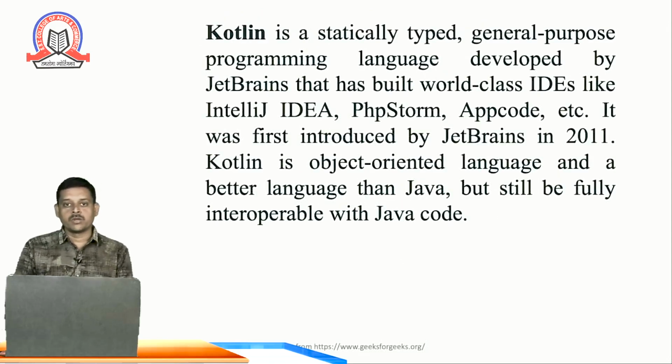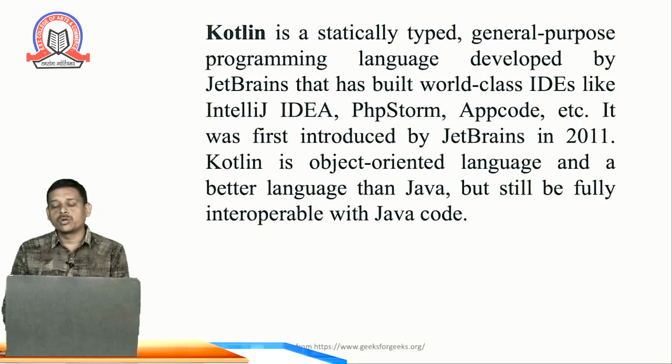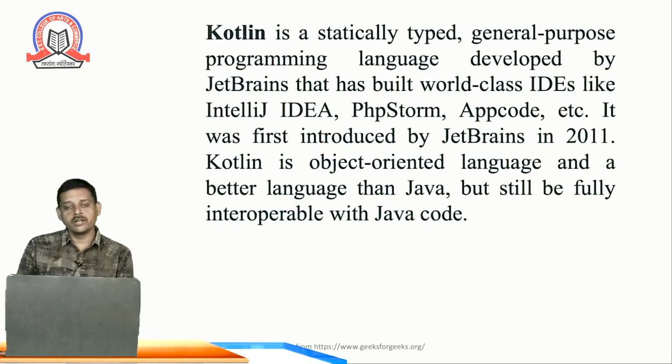So friends, before starting we have to know what is meant by Kotlin. Kotlin is nothing but a statically typed general purpose programming language which has been developed by JetBrains. JetBrains is the firm or organization which has developed world class IDEs like IntelliJ IDE, then PHP Storm, AppCode, etc. Kotlin was introduced in 2011 by JetBrains, and it is an object oriented language just like Java, and it is very much interoperable with the Java code as well.